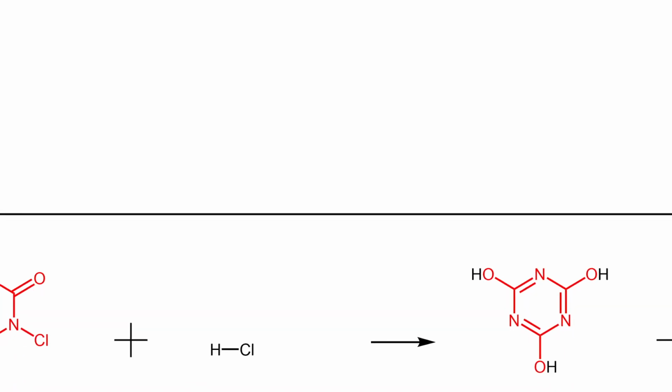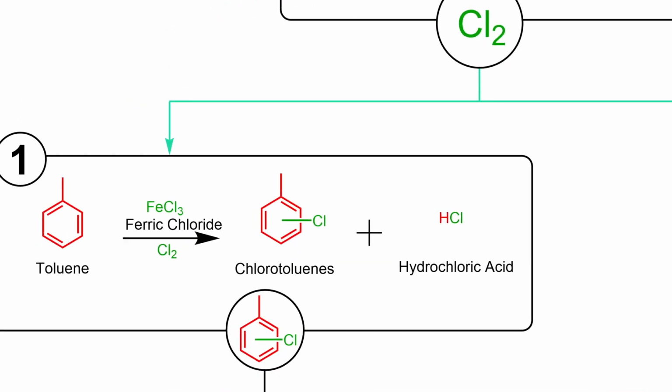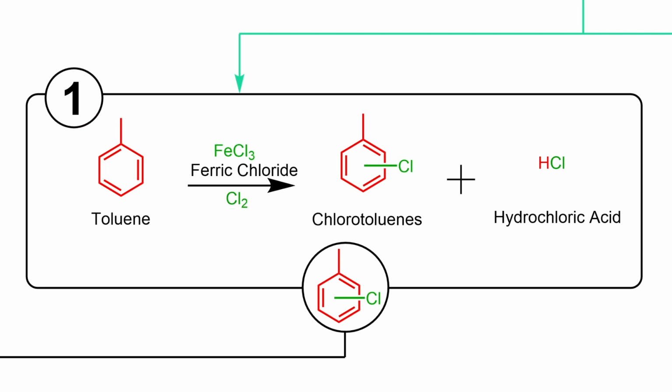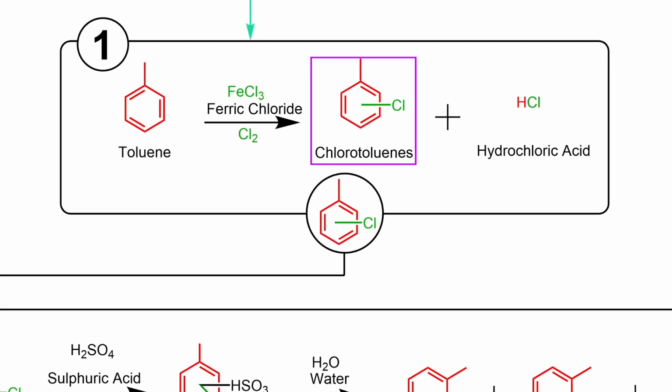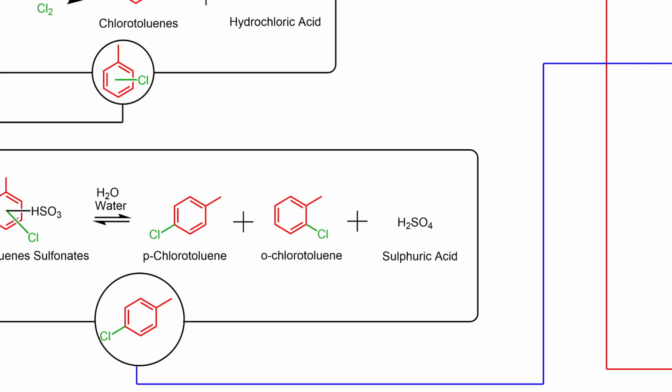First, I'll briefly go over the reaction scheme. The first reaction would be making chlorine gas and cyanuric acid. This is done by reacting hydrochloric acid and trichloroisocyanuric acid. The chlorine gas is then used to chlorinate toluene by the use of a ferric chloride catalyst. This produces two isomers of chlorotoluene, para-chlorotoluene and ortho-chlorotoluene. These chlorotoluene isomers are then separated by sulfonation and steam distillation.